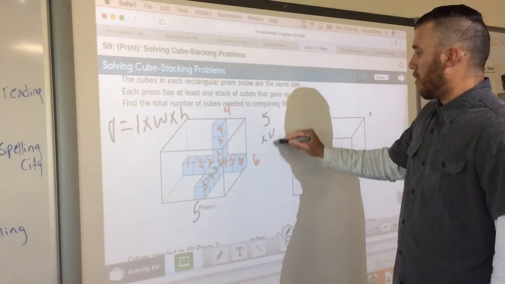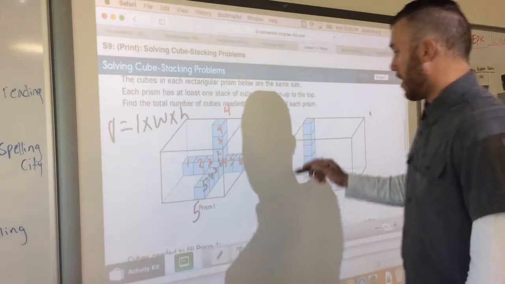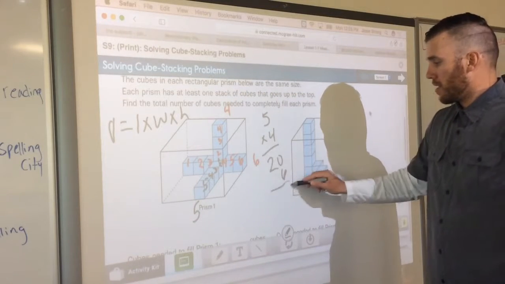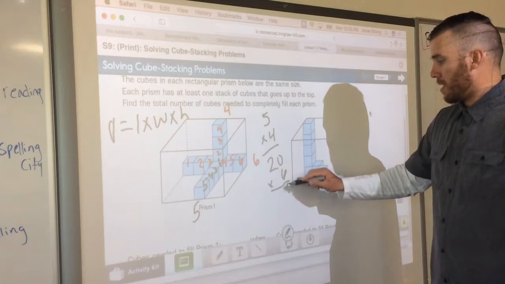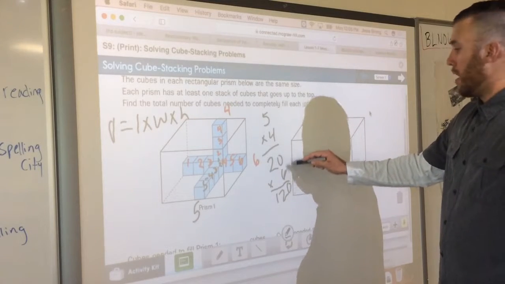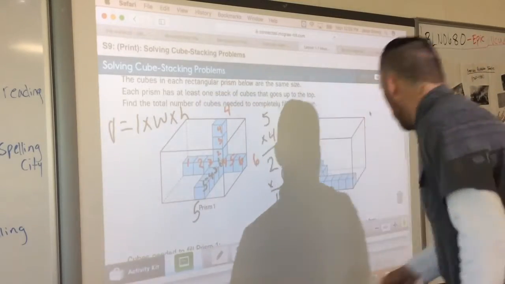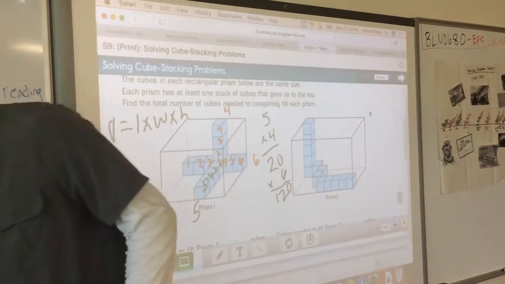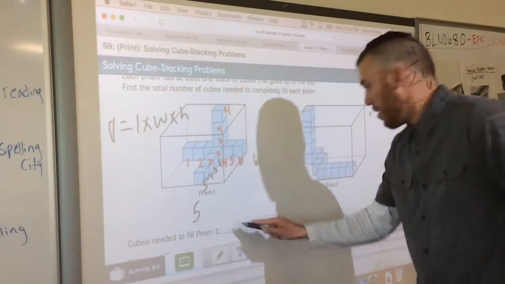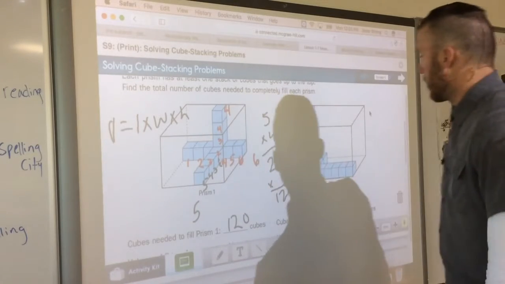5 times 4 equals 20. Okay, now we got to take our 20 times our leftover number, which is 6. 20 times 6 is 120, because 2 times 6 is 12. Add your 0 on, you have 120. So for our first blank, it says cubes needed to fill prism 1. It was 120 cubes. Okay?